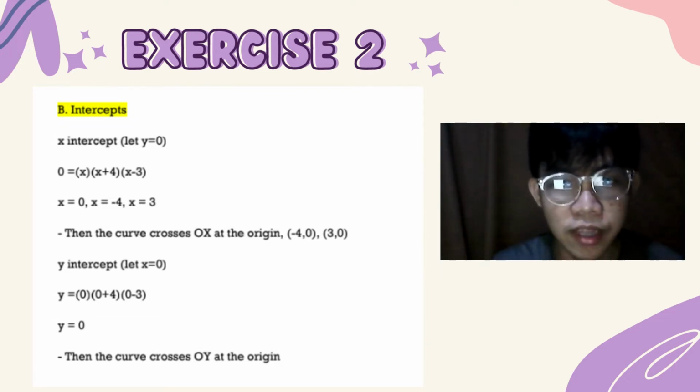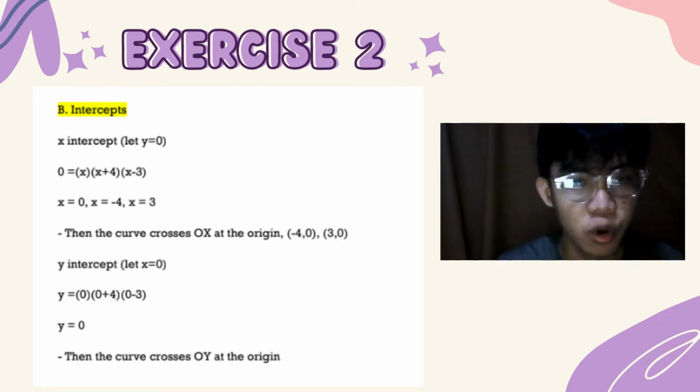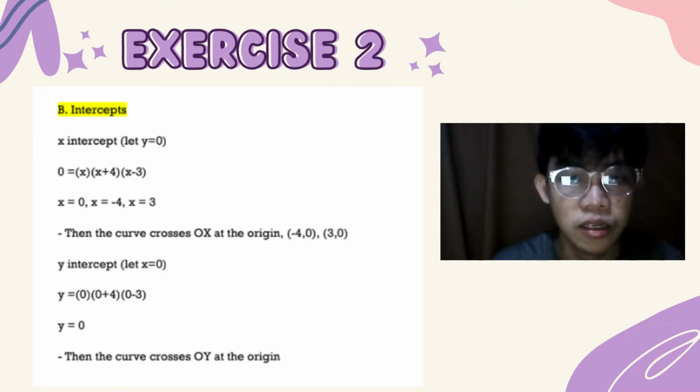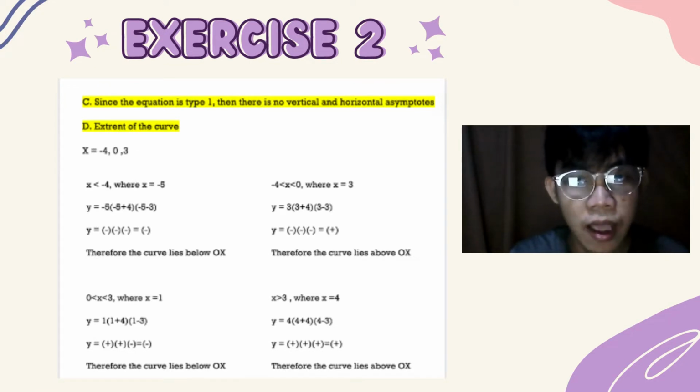Then, by that, we can say that the curve crosses OX at the origin, at negative 4, 0, then 3, 0. For the y-intercept, we do the same as before, we will let x be equal to 0. So, the result is still 0. So, the curve crosses OY at the origin. Next, after we get the three values of x, which are negative 4, 0, and 3, we have 4 regions to form. The factor form is useful in obtaining the sign of y for each interval.